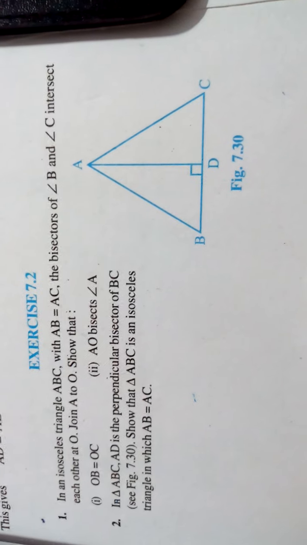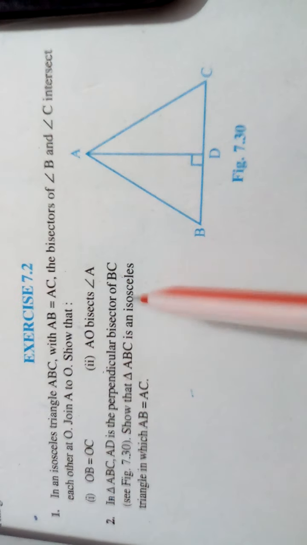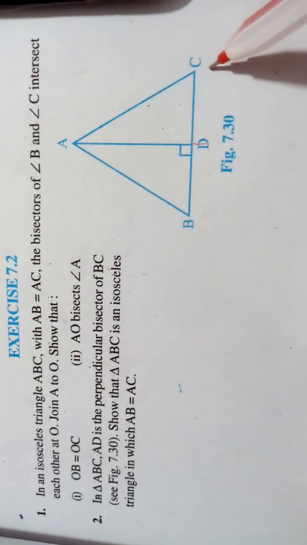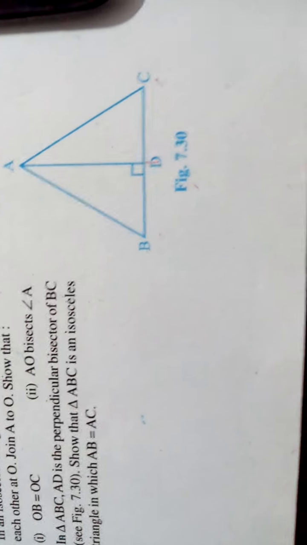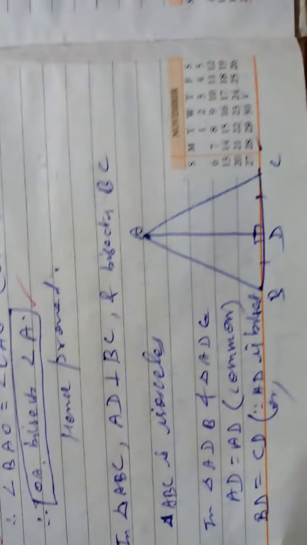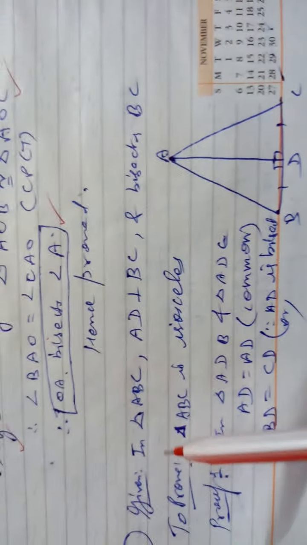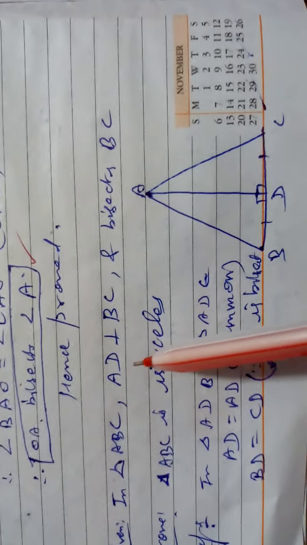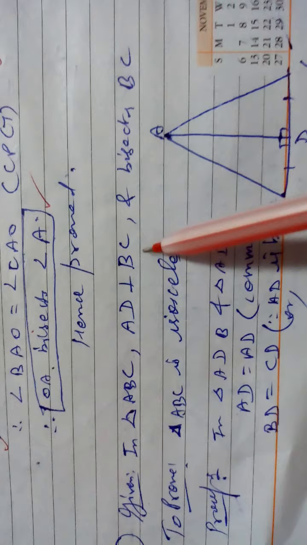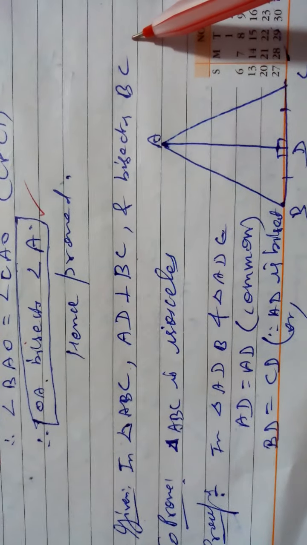Question number 2 is a given figure. In question number 2, in triangle ABC, AD is perpendicular as well as bisector of BC. Perpendicular and bisector both. You want to prove it is isosceles, that is AB equal to AC. Now again, every congruency will be based on 3 parts. So in triangle ABC, first you write the given: AD perpendicular and AD bisects BC.